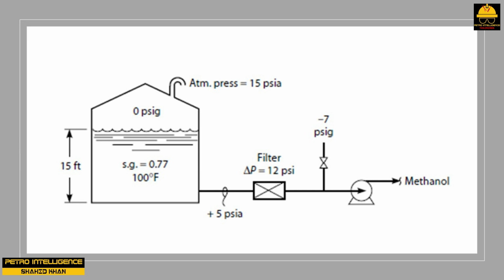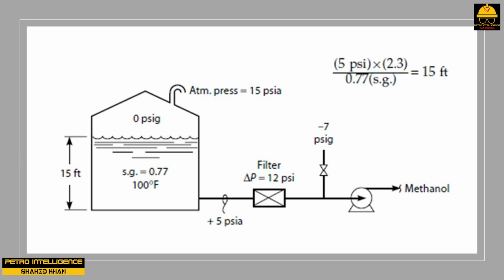To convert the 5 psi to feet of head, 5 psi times 2.3 divided by 0.77, specific gravity, equals 15 feet. The 0.77 is the density of methanol. The 15 feet of head is the available NPSH to this pump.